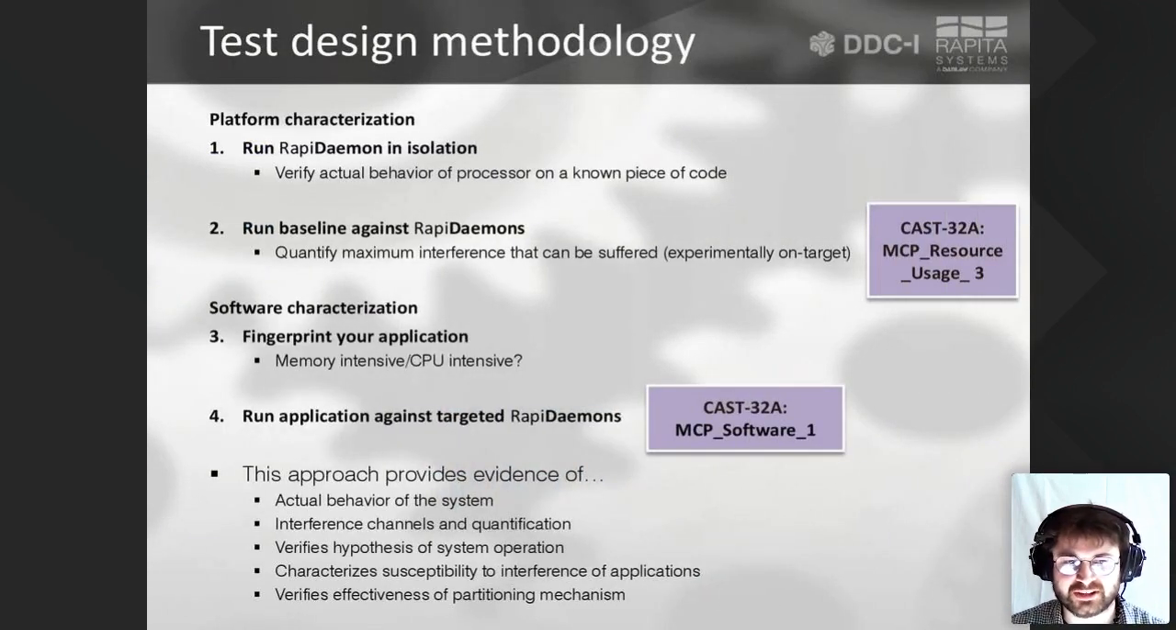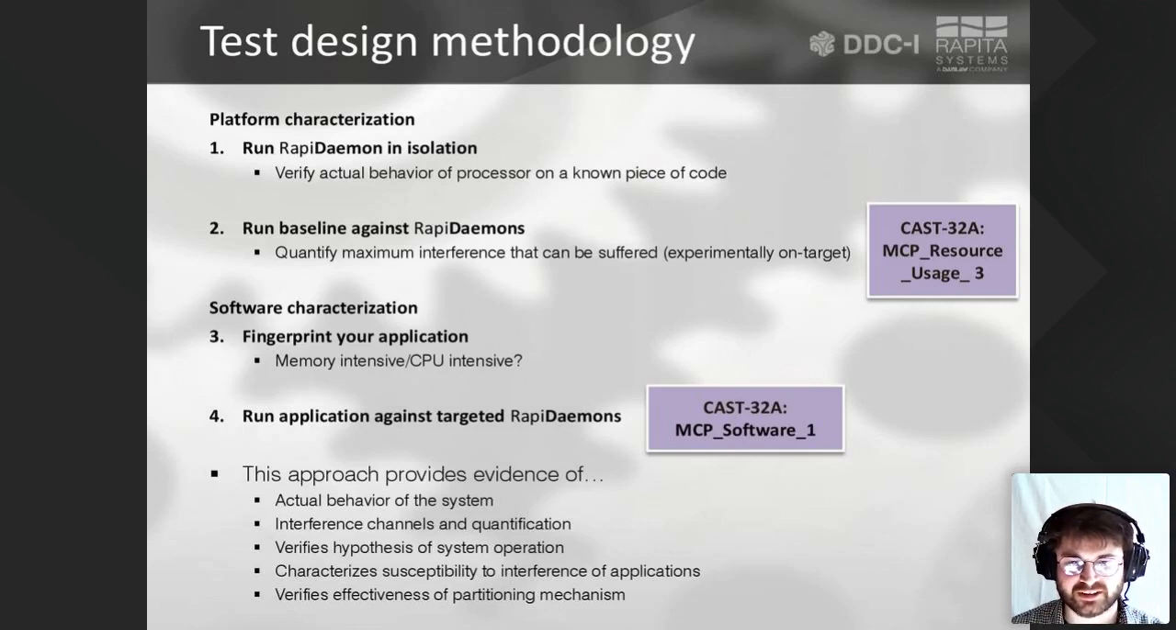So this gives us, roughly speaking, a 4-step process when we use it in reality. First of all, we would run our RapiDaemon in isolation on one core. And this will enable us to verify the actual behavior of our processor on a very well-known and well-defined piece of code. And then we would run the same RapiDaemon, again, instrumented with RapiTime for timing, but run other RapiDaemons on the other cores. Because a RapiDaemon will use resource really intensively, they're also sensitive to interference. So this is an experimental step which provides evidence, particularly towards Cascade to Objective Resource Usage 3, where we're characterizing the interference channels present on the hardware.